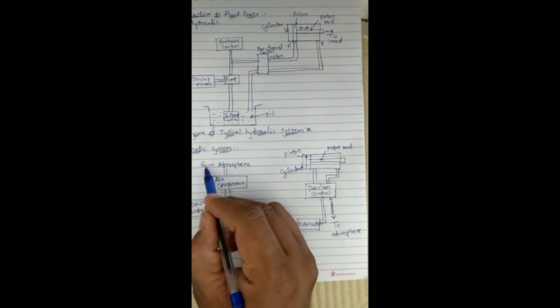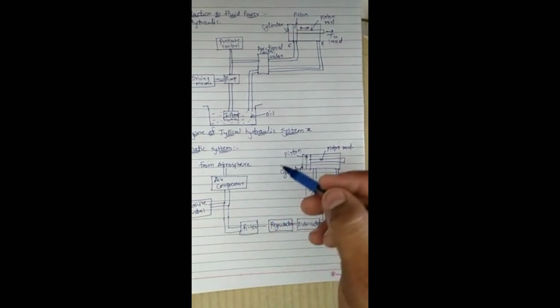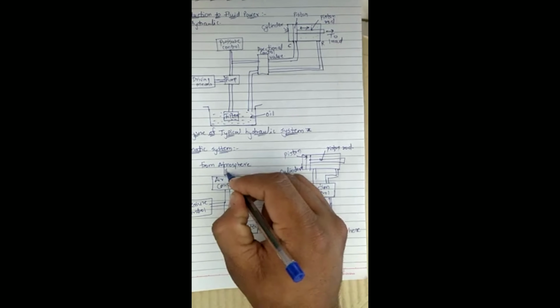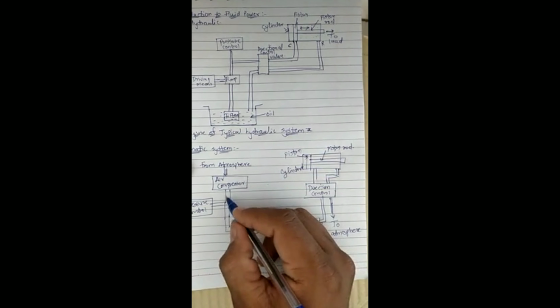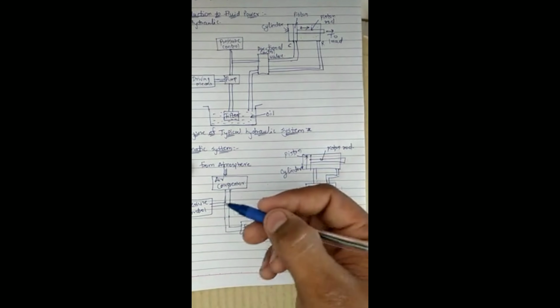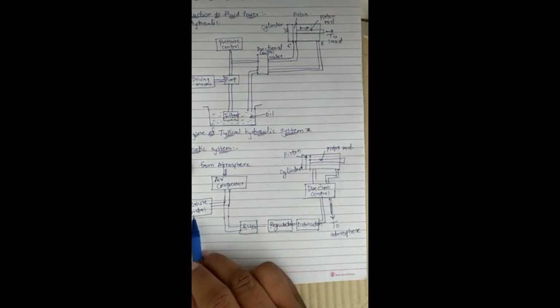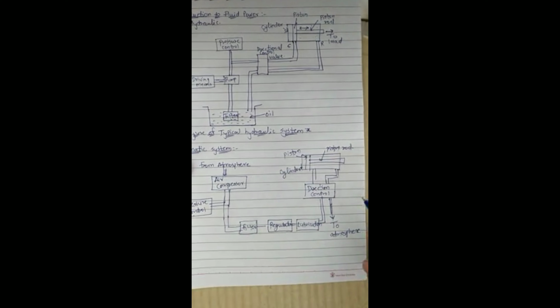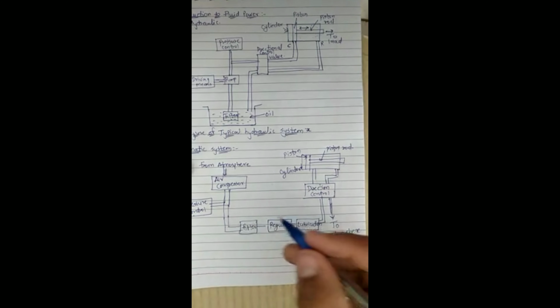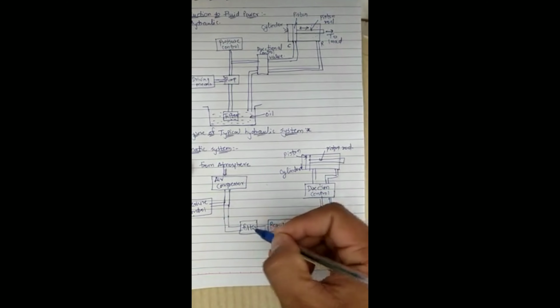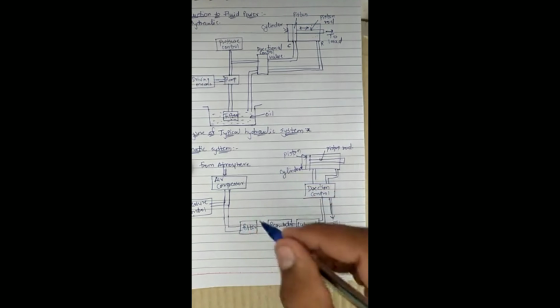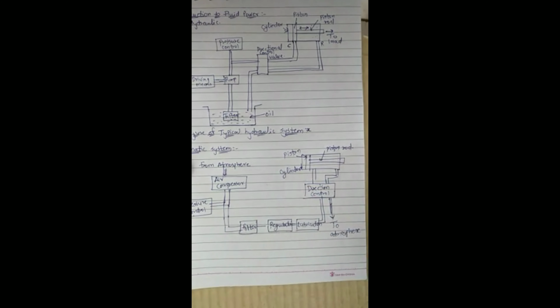Now I will explain the pneumatic system. Here is the atmospheric air. Atmospheric air enters through the air compressor, which compresses the air and sends it to the system. This is a pressure control. The excess pressure in the system will be removed by the pressure control. Then there is a filter, which removes the dust particles from the air.